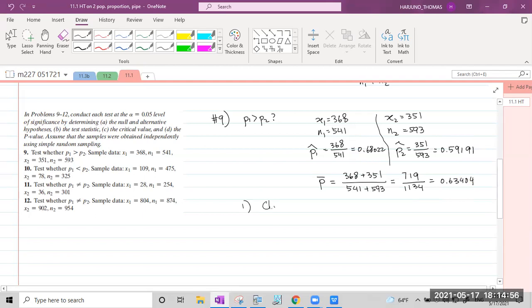Step 1, the claim is not given. That's none. Step 2, hypothesis.